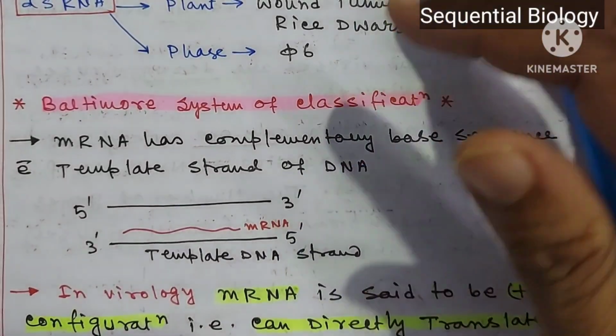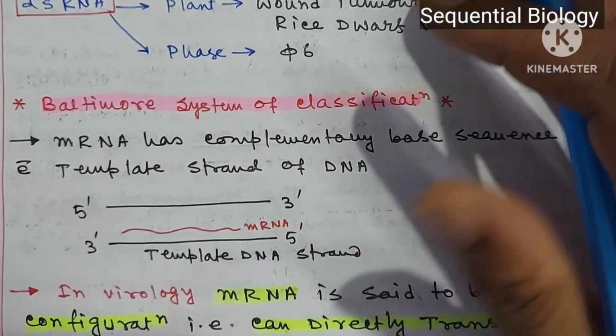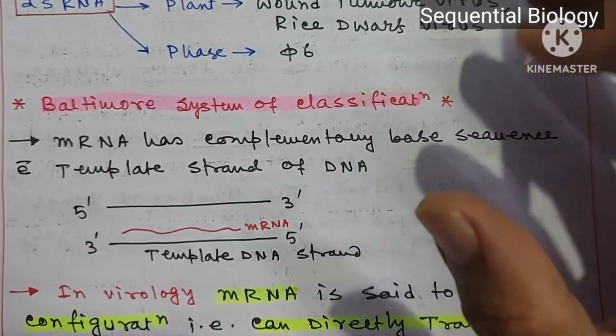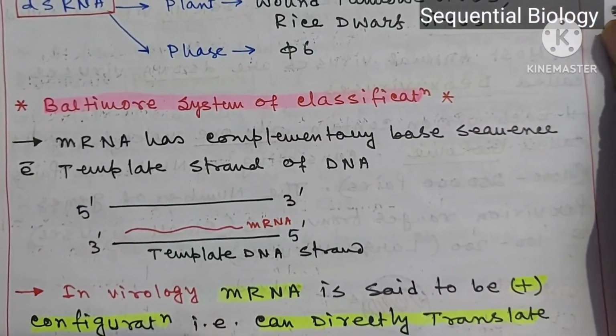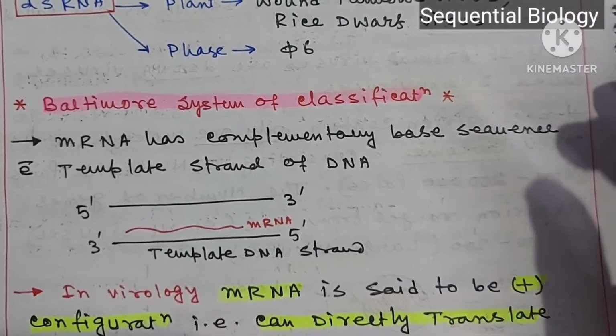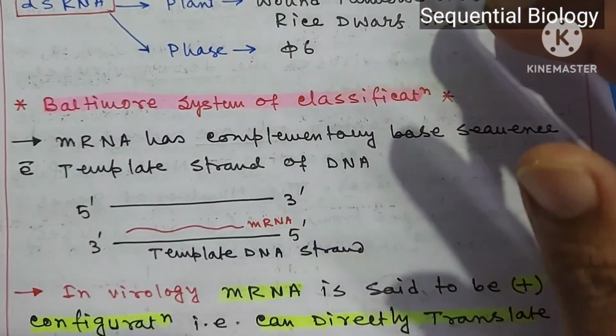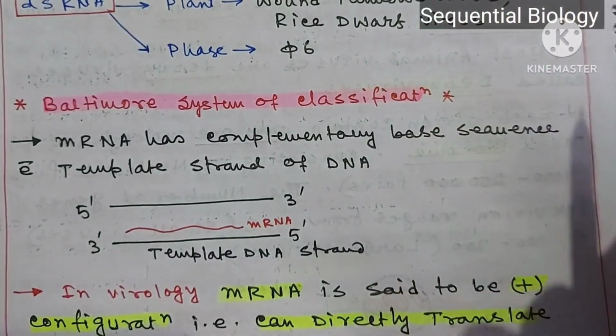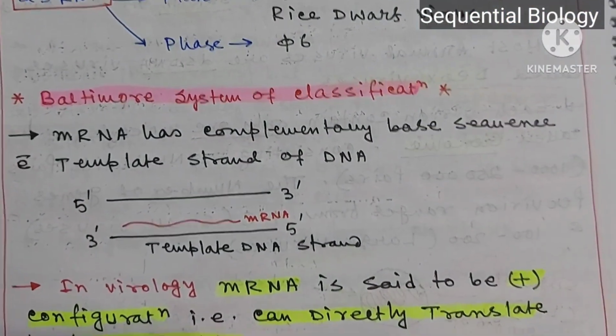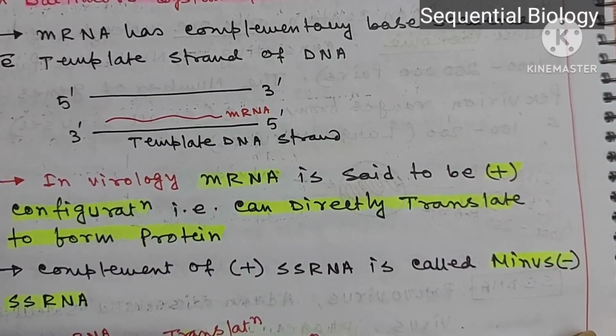In the first classes we have discussed the properties and the discovery of viruses, and in the second class of this viral series we have talked about the structural components of viruses, their envelope, their capsid and their nucleic acid. And today we will discuss the Baltimore system of classification of viruses.